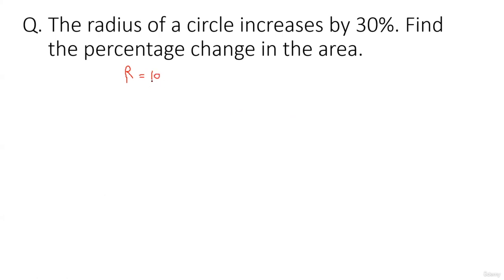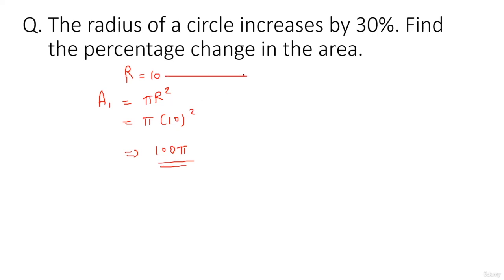So you can calculate the initial area. The area of a circle is nothing but pi r square. So this is nothing but pi into 10 square, that is nothing but 100 pi. So your initial area is equal to 100 pi.